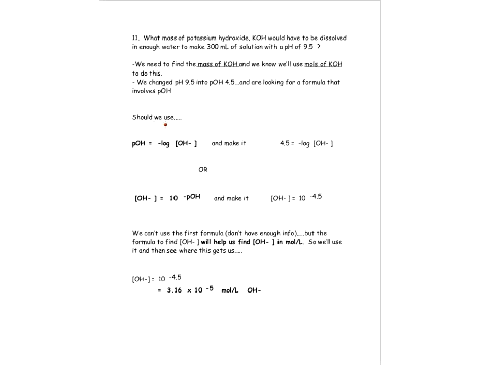So the question is, we have two different formulas that could involve pOH. We could use this one, pOH equals minus the log of the OH concentration. And if we did that, we'd plug in the pOH value we have, which was 4.5, and we'd have this here to work with. Or we could use this formula, the other one that we introduced, right? And if we do that and we plug in the pOH value, we've got this formula, right? So the question is, which one do you think we're going to use? Any ideas on which one we'd use?